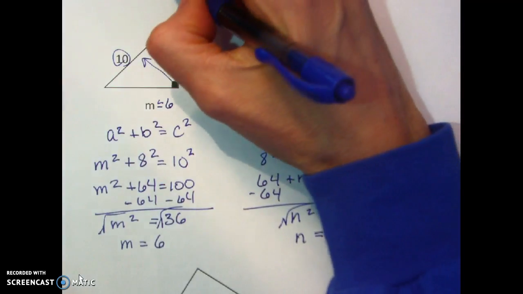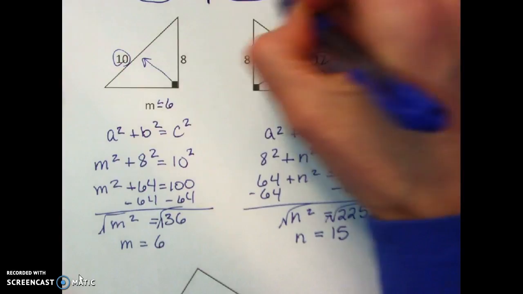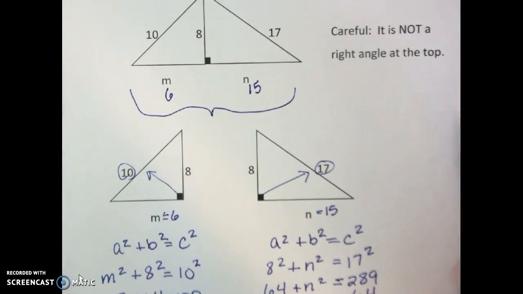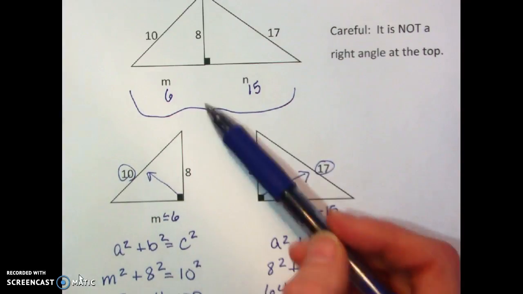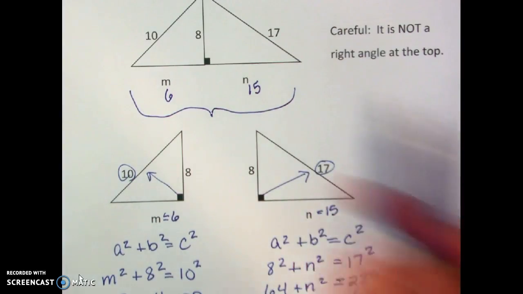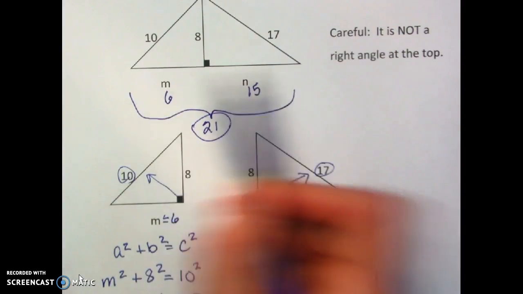So if m equals 6 and n equals 15, what's the length of the whole bottom? This piece was 6 and this piece was 15. What's our whole bottom together? Well, 6 plus 15 would be 21 for the whole bottom of this.